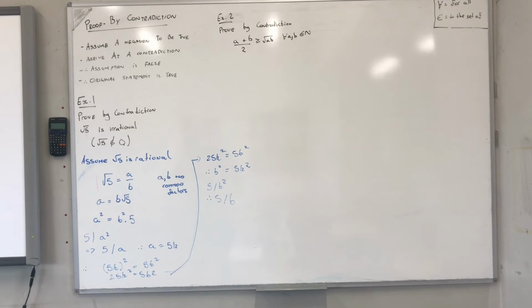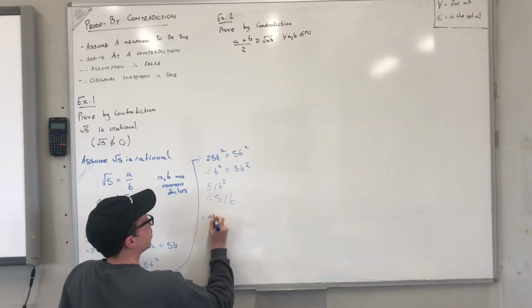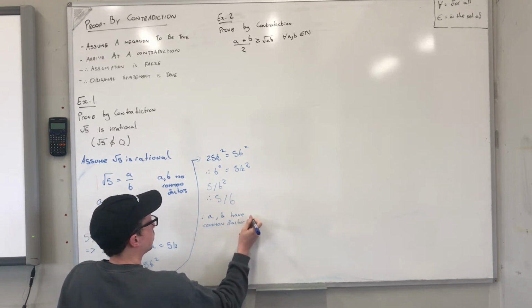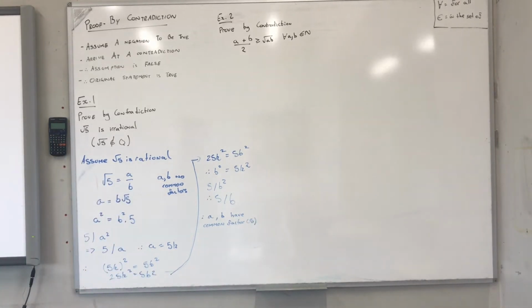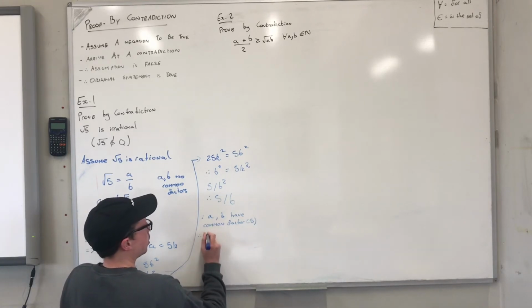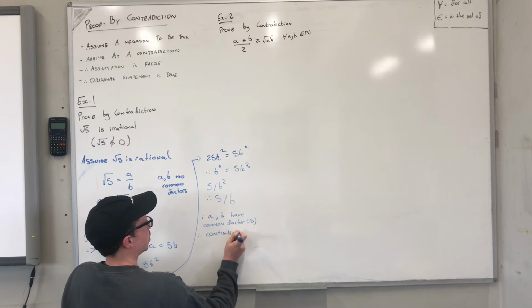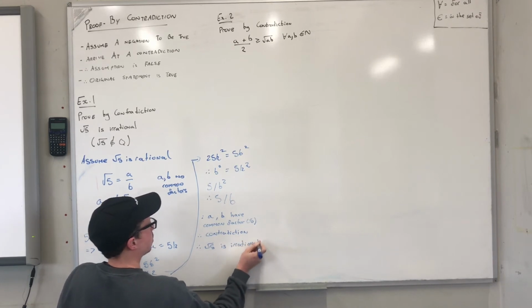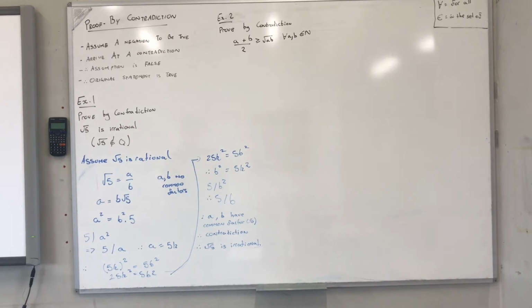But we've already got that. We know that 5 divides a, but now 5 divides b. So that means a and b have a common factor in 5. And there's a contradiction. I assumed root 5 is rational, such that root 5 equals a over b, such that a and b have no common factors. But I've just said that it must have a common factor. Contradiction. Therefore, root 5 is irrational.